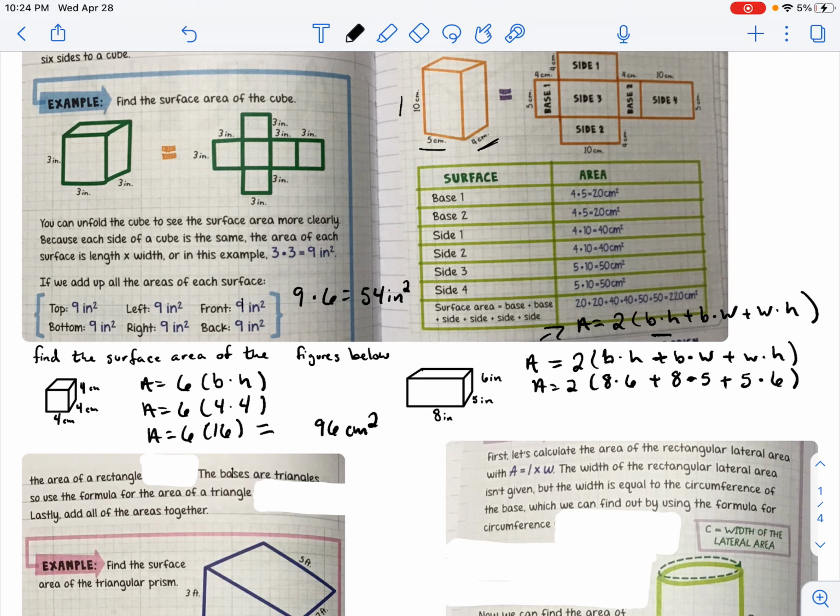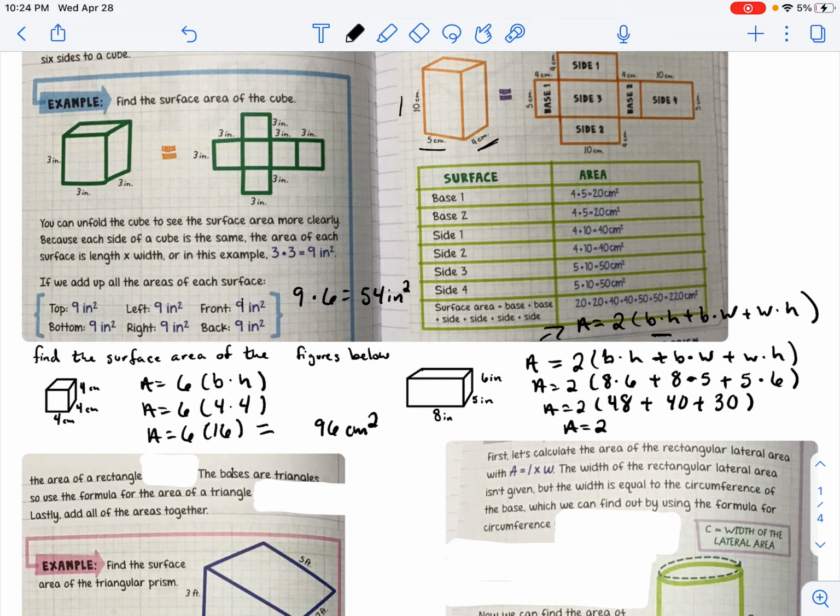Okay, so now I've got all this. I'm just going to multiply 8 times 6. That's going to give me 48. 8 times 5 is 40. And then 5 times 6 is 30. Okay, so now I've got my surface area for all those. I'm going to add them up and multiply by 2.